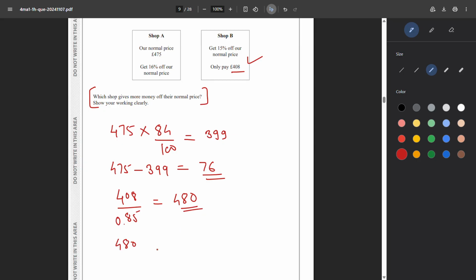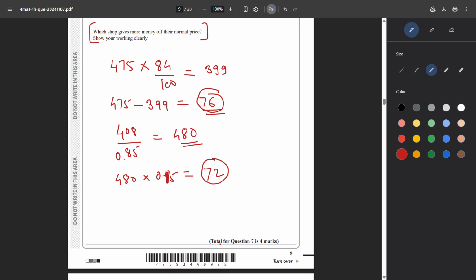And for 480, how much discount are they giving? They are giving 0.15, right? So 480 into 0.15, so you will get 72 euro. So you can see here, in shop A, on selling every laptop, they are giving 76 euro off. But in shop B, they are giving only 72 euro off on every laptop, right?